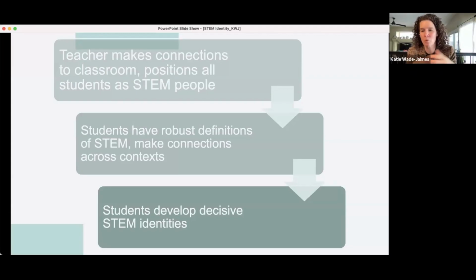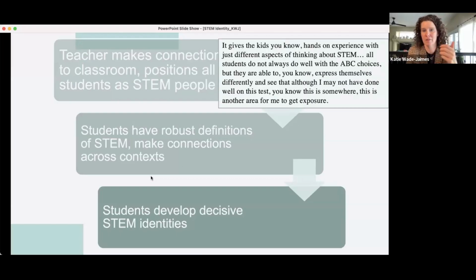When we asked them what STEM was, they talked about exploring and discovering and using tools, and they were able to make connections between what they did in a STEM club, what they did in their classroom, and what they did in their homes. When we interviewed the teachers of these students with decisive STEM identities, across many different schools, so not just one teacher, those teachers were making those connections for students. They were pointing out, this is science at your home, this is science in the community, this is science in the after school club. And they saw all of their students as STEM people.